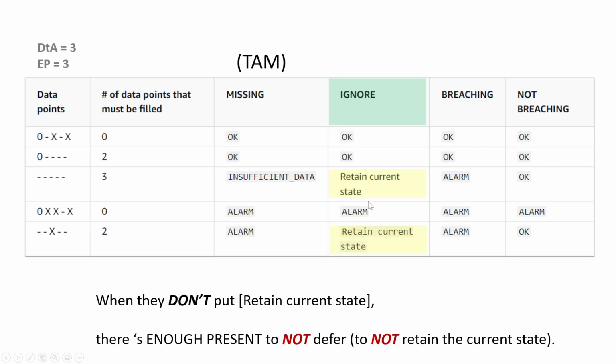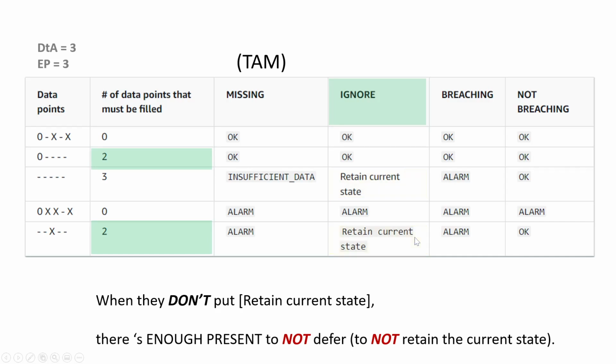Okay. Now the assumption that I'm going to make is that when they don't write retain current state, there's enough present to not defer. So I'm presuming that when they put OK, it's not deferring to the previous state. Otherwise, they'd put retain current state. When they put alarm, it's not actually deferring to the previous state. Otherwise, they'd write retain current state. So that's an assumption I'm going to make. Maybe it's wrong.